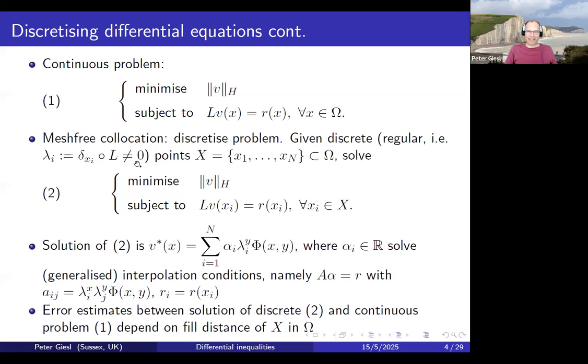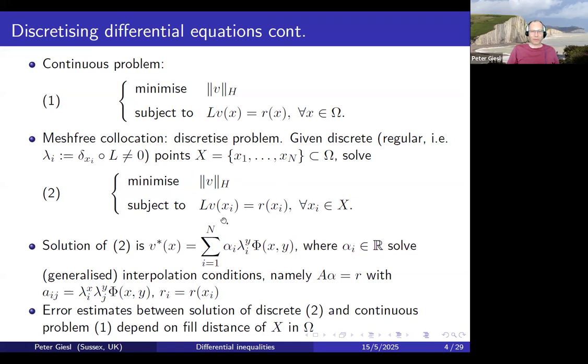So it's basically not singular points of the operator. And it's Meshfree, so basically the points can be scattered as you like. And so we are now going to solve this discretized problem.